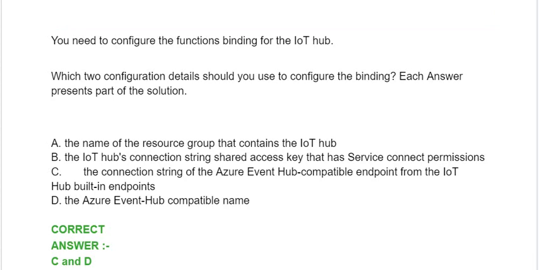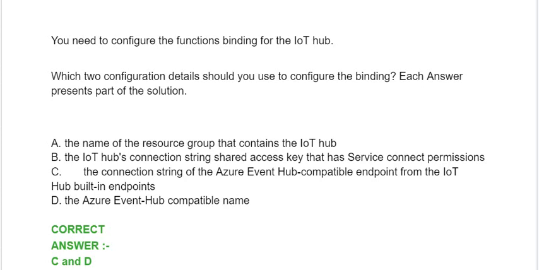Options are Option A, the name of the resource group that contains the IoT hub. Option B, the IoT hub's connection string shared access key that has service connect permissions. Option C, the connection string of the Azure Event Hub compatible endpoint from the IoT hub built-in endpoints. Option D, the Azure Event Hub compatible name.